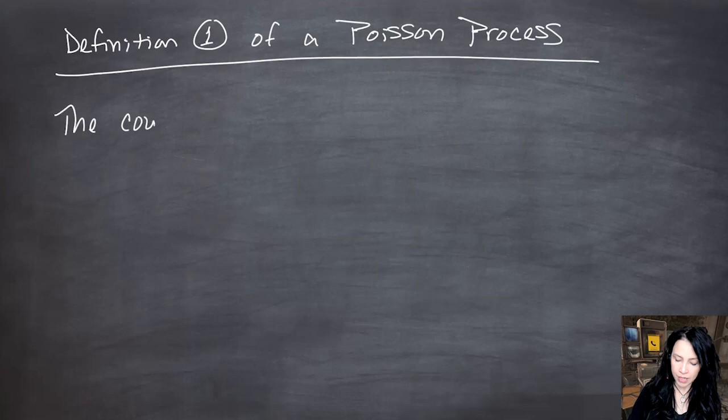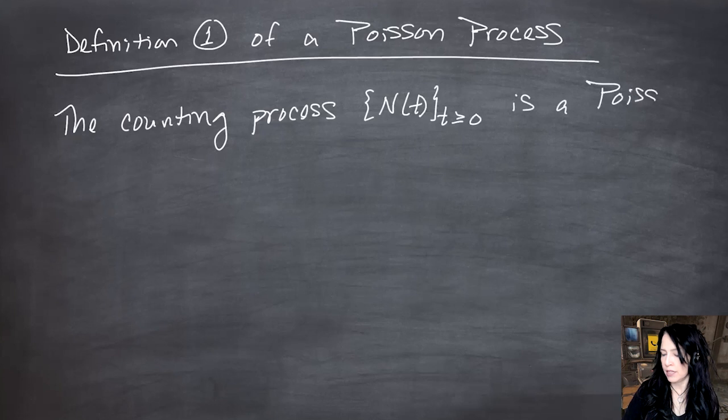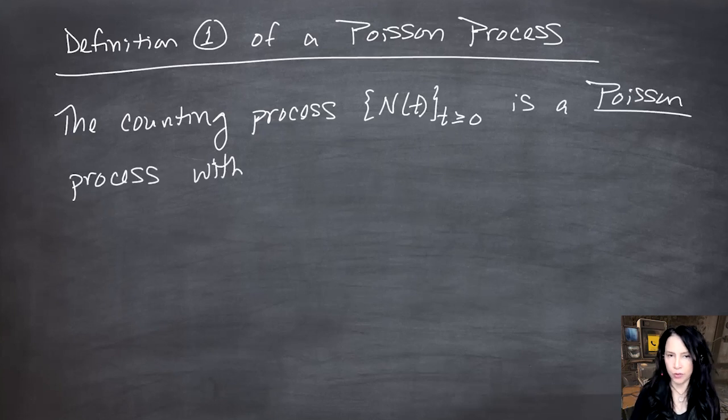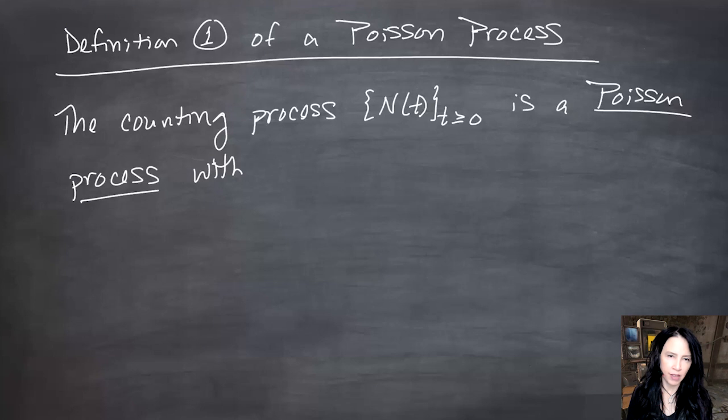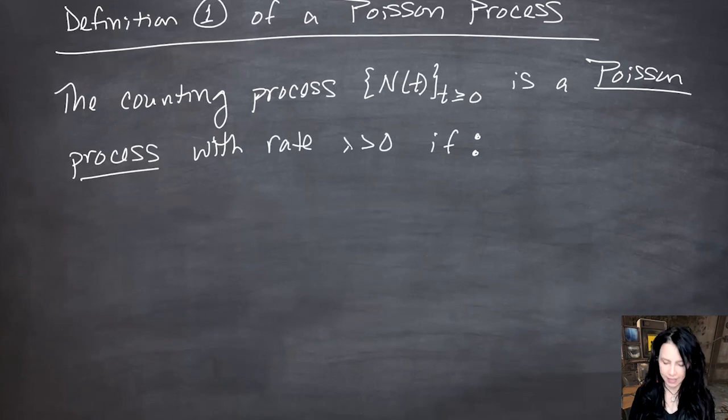So the counting process, N of t, is a Poisson process, and the Poisson distribution has a parameter called lambda, and in this context, it's always called a rate parameter. So with some rate, lambda greater than 0, that is a parameter of the model, if three things are true. So I'm going to do I, double I, and triple I.